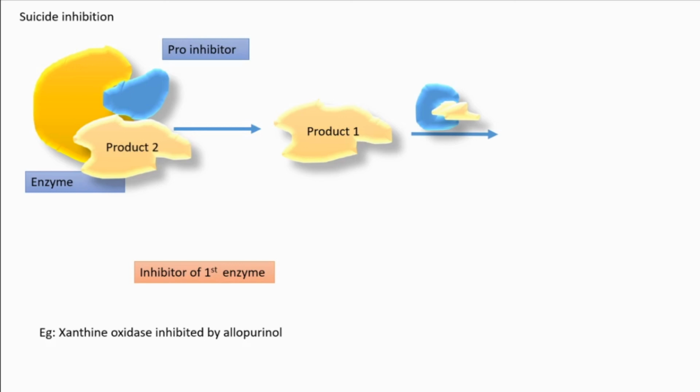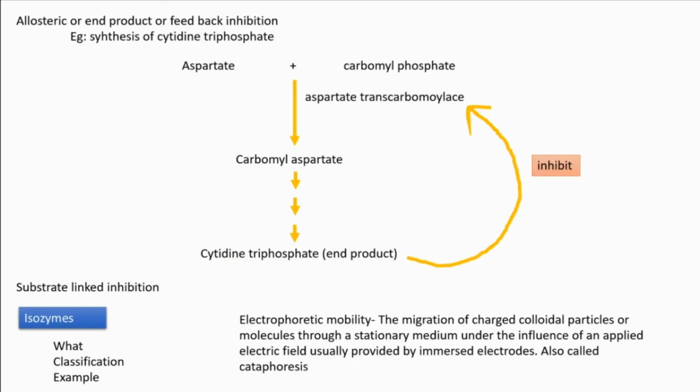Okay, next is allosteric or end product inhibition or feedback inhibition. From the name itself, it is very clear. The end product, or the end substrate formed, itself acts as an inhibitor of the first enzyme. The other one, in suicide inhibition, the intermediate substrate acts as the inhibitor of the first enzyme. Here, the end product acts as the inhibitor of the first enzyme.